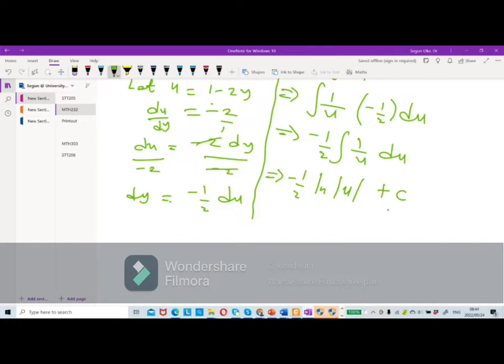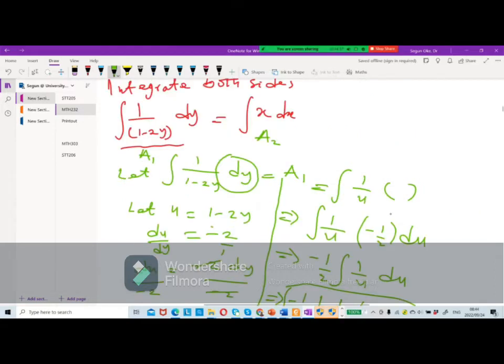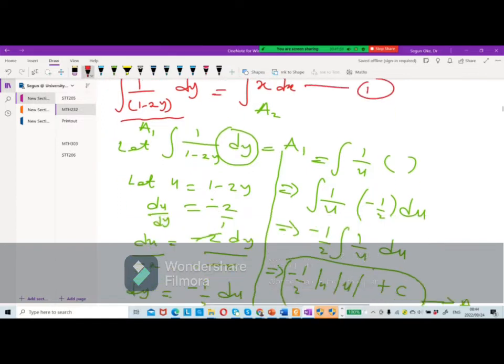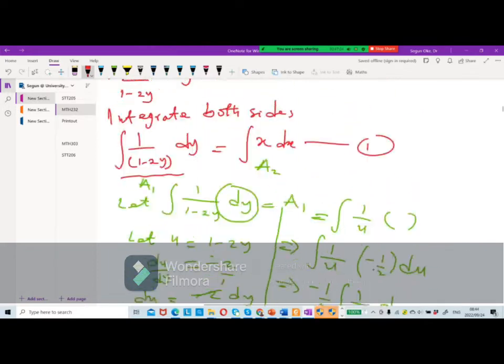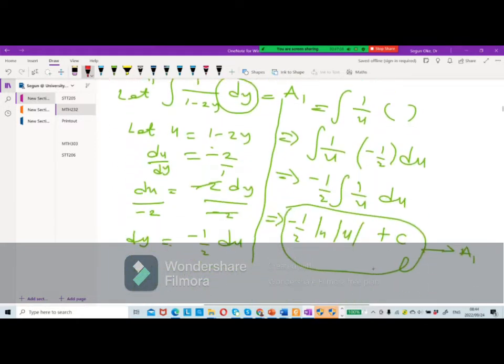Are you getting it? But we don't need all this plus C for now because we are still working. Remember, we only solve our A. This is our A1. Going back to the equation up, we are going back to this one. Let me call this equation 1. We substitute the solution back into equation 1 to that part. So let's look at it together now.